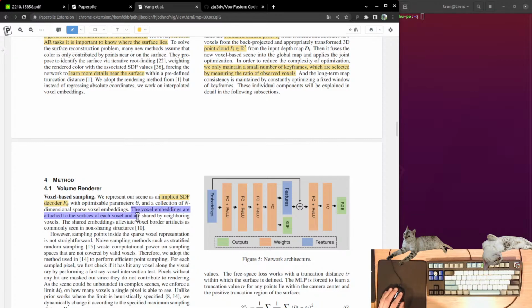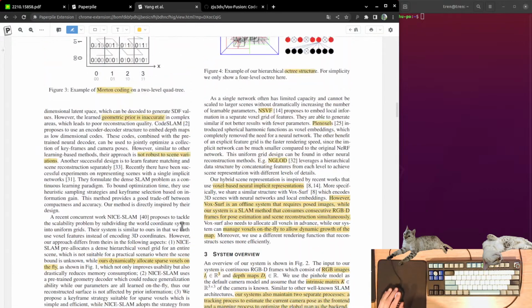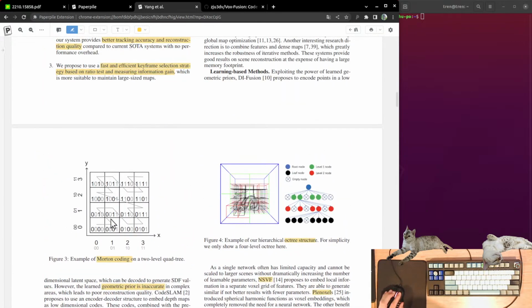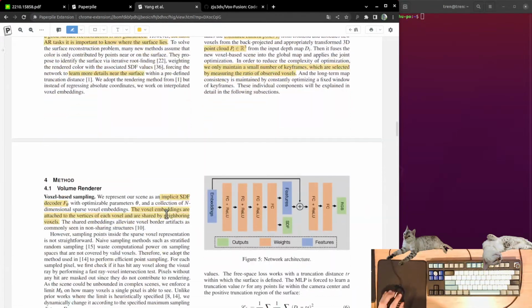Okay, the voxel embeddings are attached to the vertices of each voxel and shared by neighboring voxels. So that's actually probably why they're using this Morton encoding. Each corner of the voxel allows you to share the embedding between all the neighboring voxels. And this alleviates border artifacts. It's kind of a cool thing.